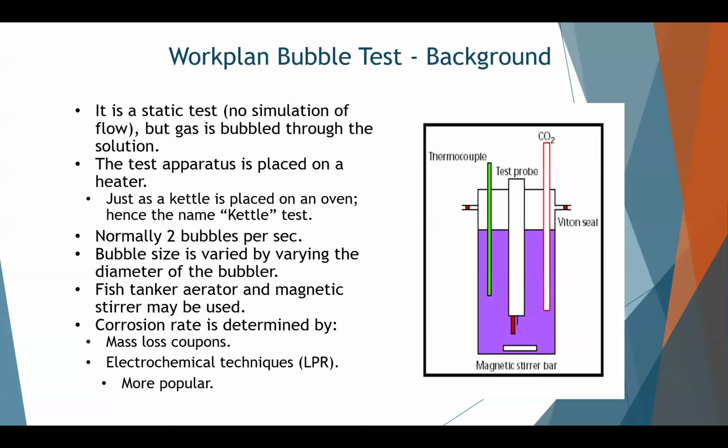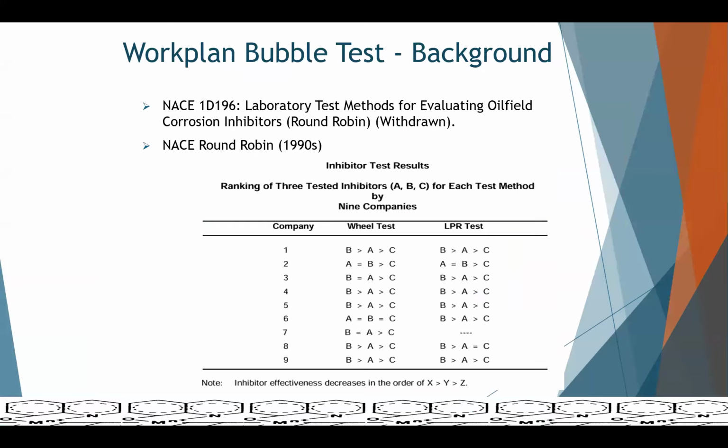Most of the laboratories use either mass loss or electrochemical techniques to determine corrosion rate, of which the electrochemical technique, LPR, is the most popular. Very simple test. Every lab does it. Let's talk about some background.